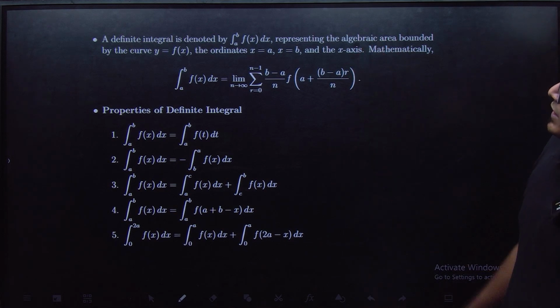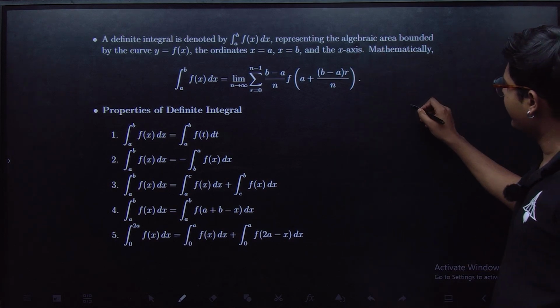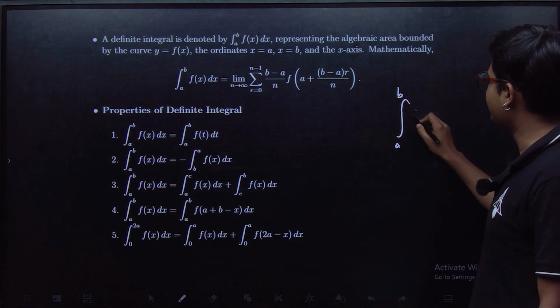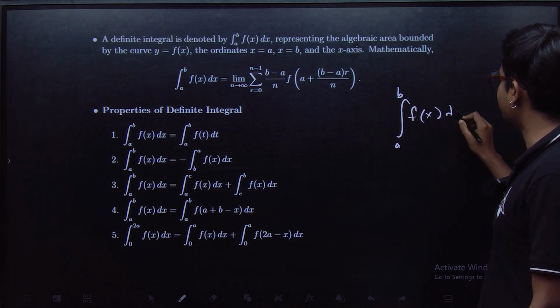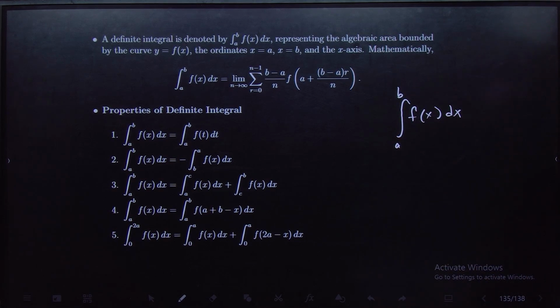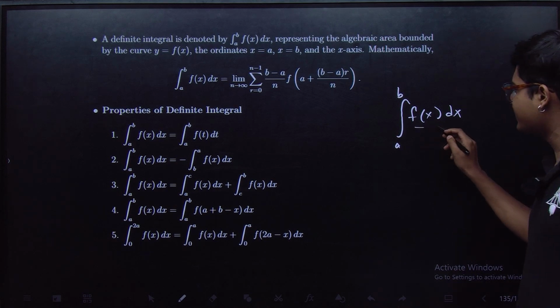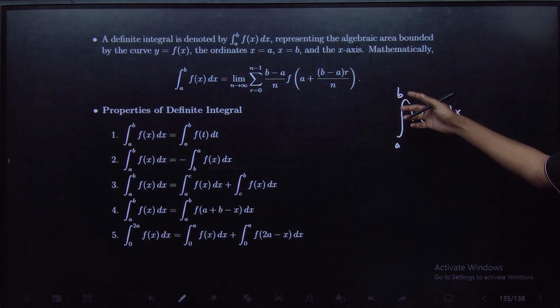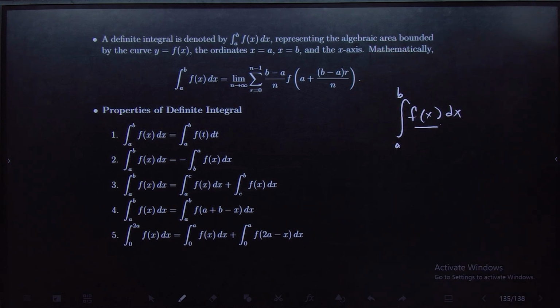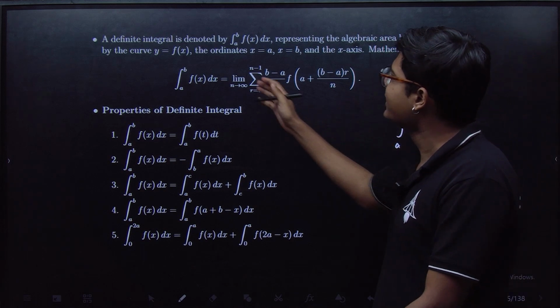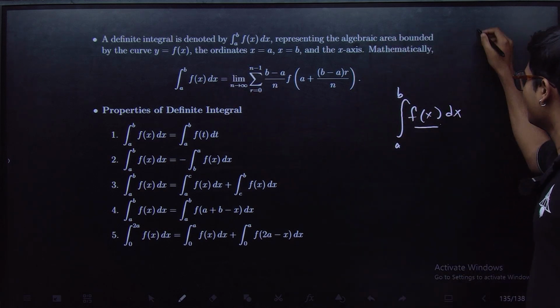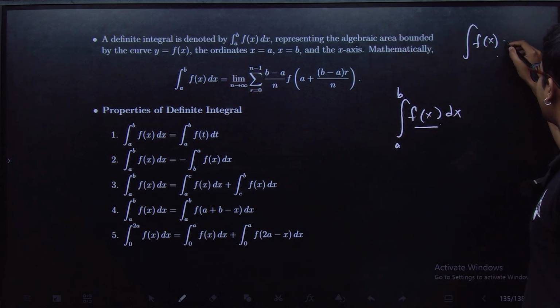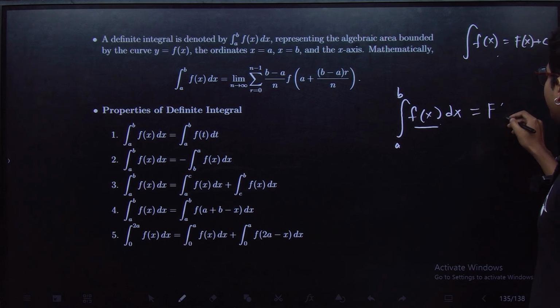Now let's talk about definite integrals, okay? So whenever we write integral a to b f(x) dx, this has a nice geometric interpretation, which is that this represents the algebraic area bounded by the curve f(x) between the points a and b and the x-axis, okay? And the way you find this definite integral, see, if you know that the indefinite integral of f(x) is capital F(x) plus some constant, then this just turns out to be F(b) minus F(a).